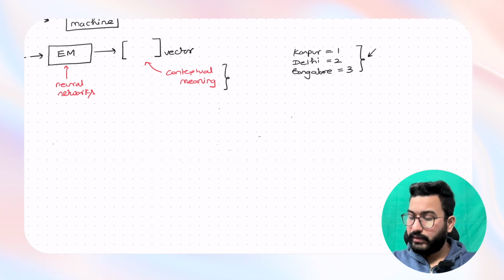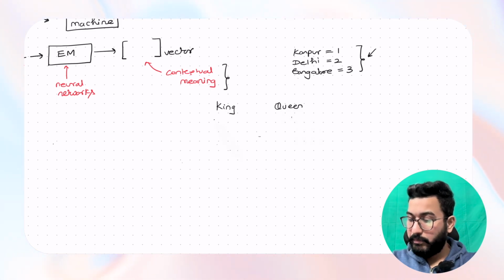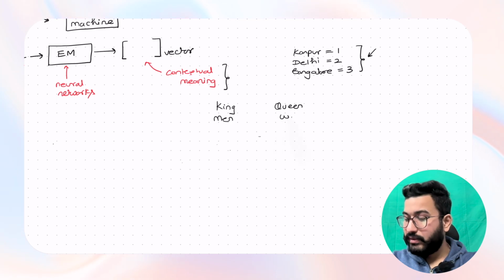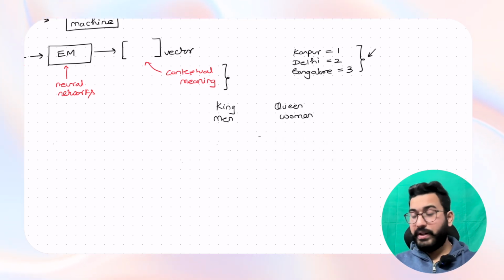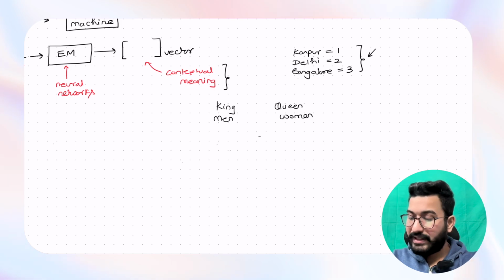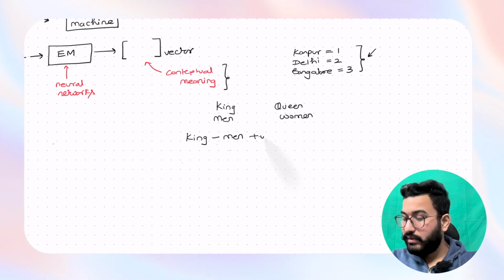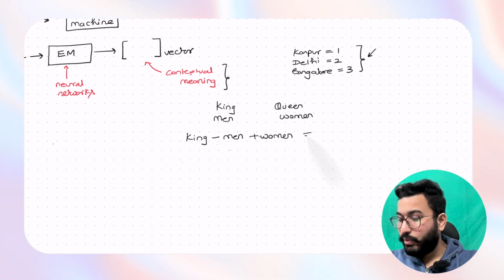If you think about it, I have the word king, the word queen, the word man, and the word woman. The relationships between all these words are something that also exist in real life. There is a relationship, and what is that relationship? When I take king, subtract man from it, and add woman, I should get queen, right?